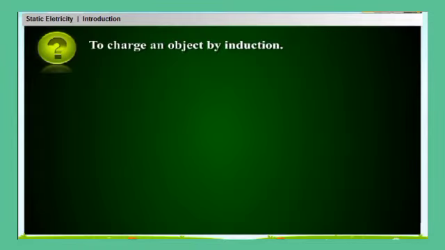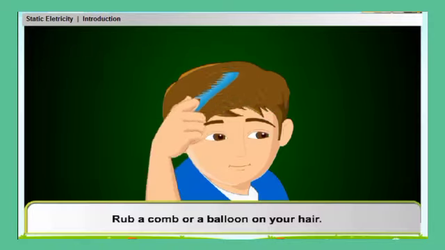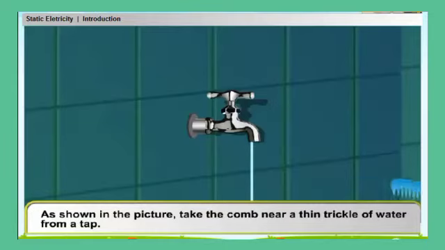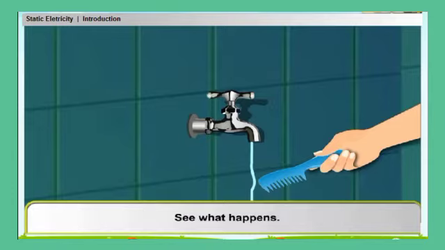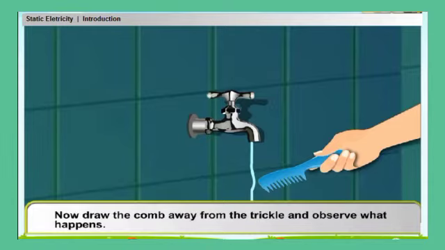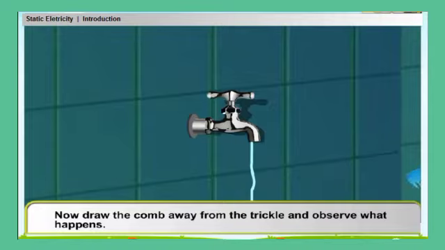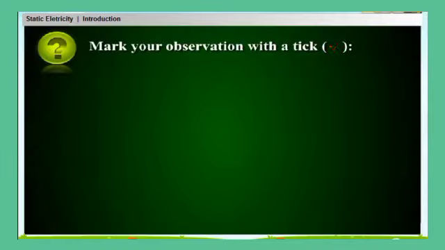2. To charge an object by induction. Rub a comb or a balloon on your hair. As shown in the picture, take the comb near a thin trickle of water from a tap. See what happens. Now, draw the comb away from the trickle and observe what happens. Mark your observation with a tick.